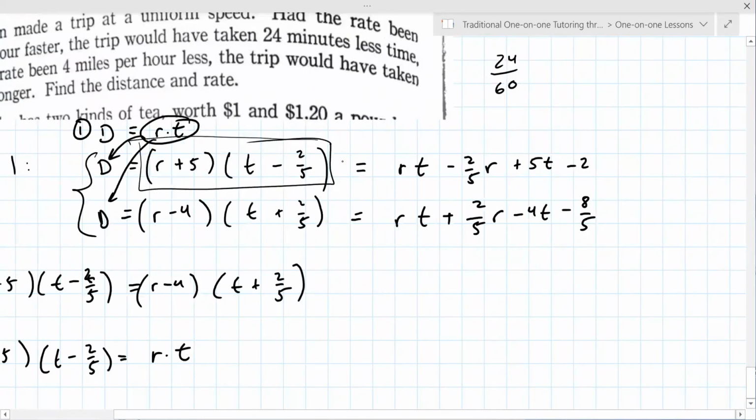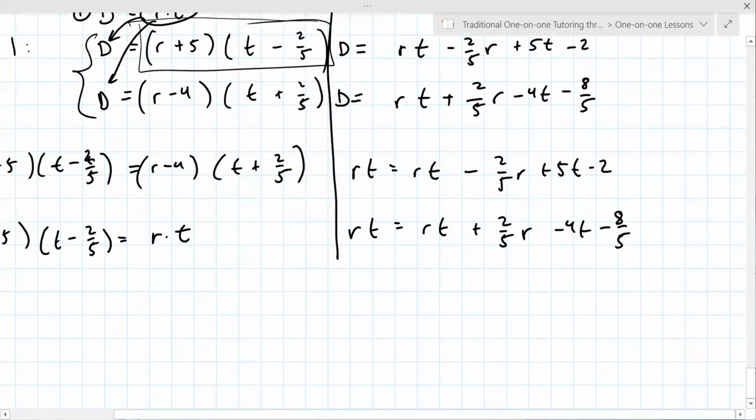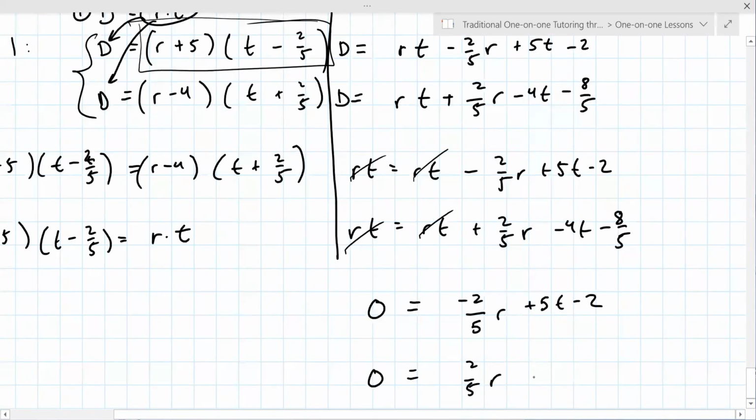So this D is here, and then it becomes RT equals RT minus 2/5 R plus 5T minus 2. RT equals RT plus 2/5 R minus 4T minus 8/5. Okay. And these cancel. So you have your top equation now, 0 equals minus 2/5 R plus 5T minus 2. Your bottom equation is 2/5 R minus 4T minus 8/5.